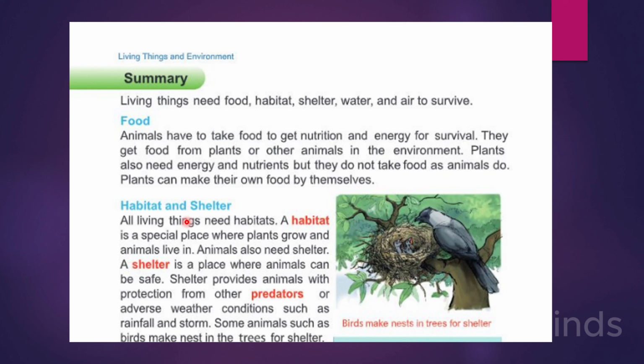Habitat and shelter. All living things need habitats. A habitat is a special place where plants grow and animals live. Animals also need shelter. A shelter is a place where animals can be safe. Shelter provides animals with protection from predators or adverse weather conditions such as rainfall and storm. Some animals, such as birds, make nests in the trees for shelter.